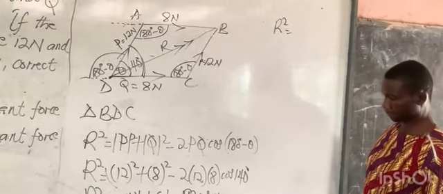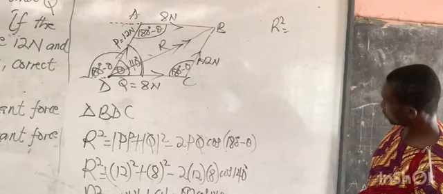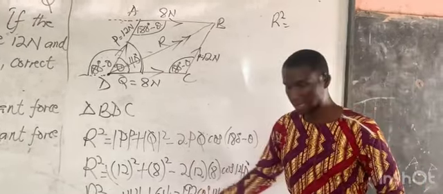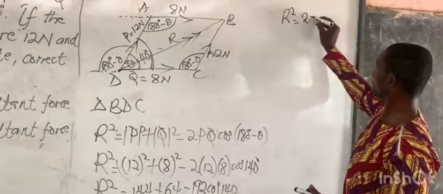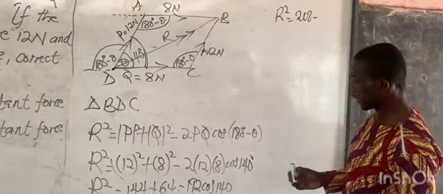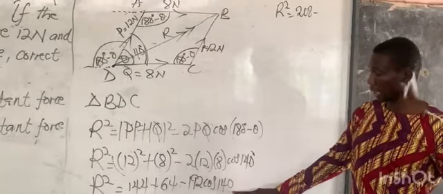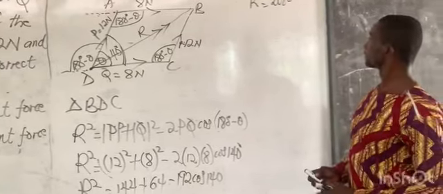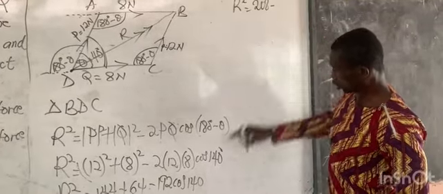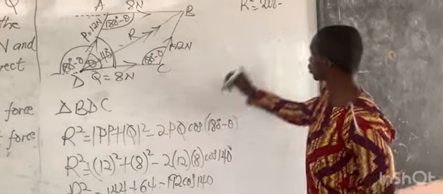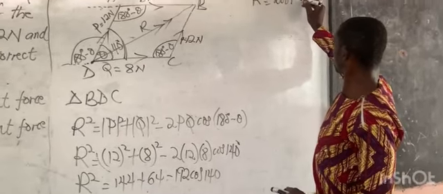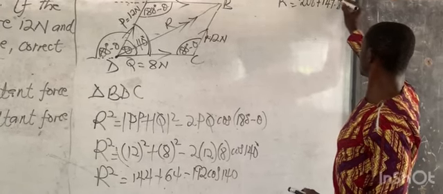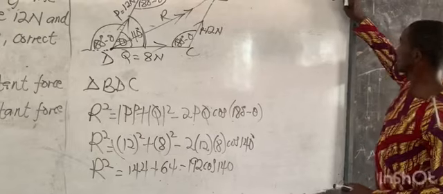What do you get? This plus that, what do you get? 208. 208 minus, in fact, press 192 cos 140, and I see here it gives me plus 192. 192 cos 140, what do you get? Negative 147.808. So negative here will give you negative, and there's another negative here, so it will give you plus 147.808.